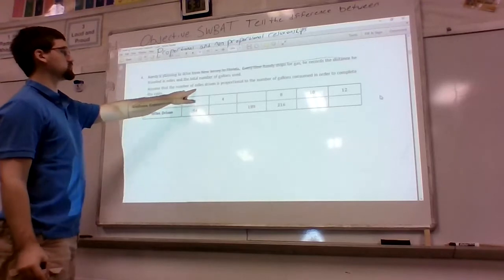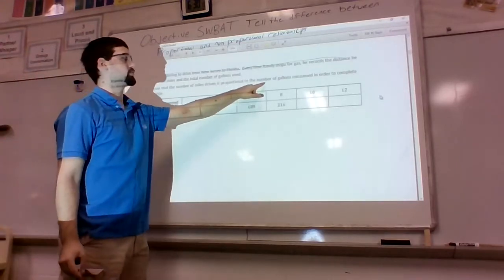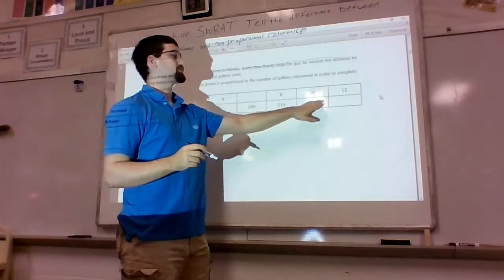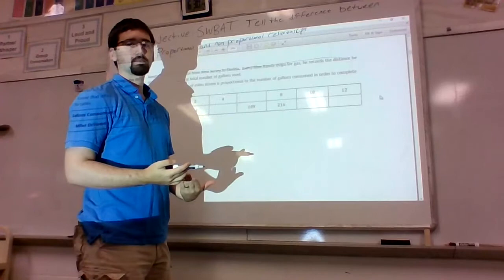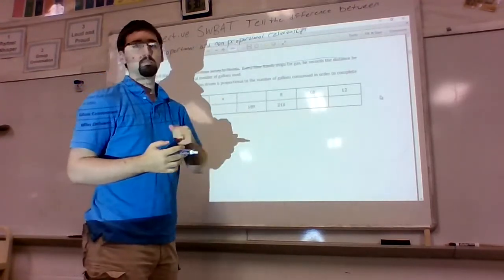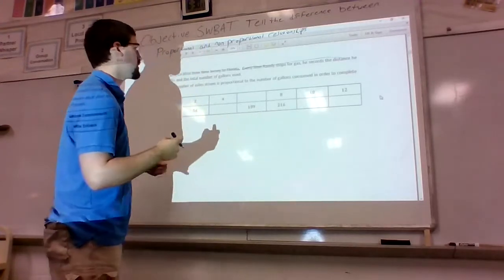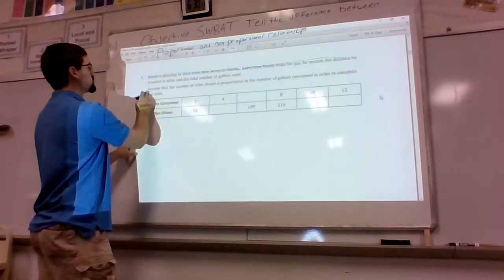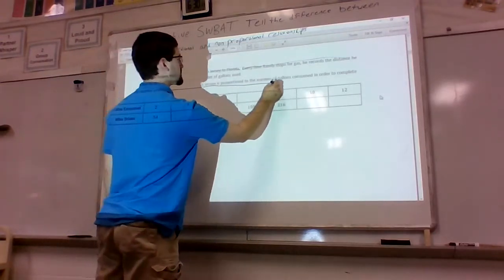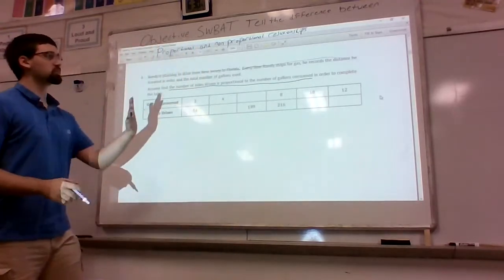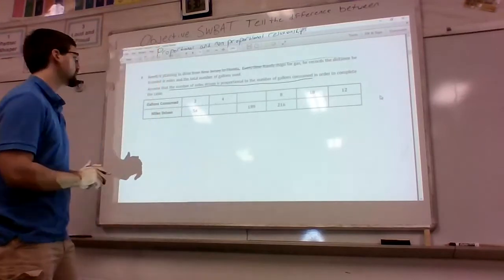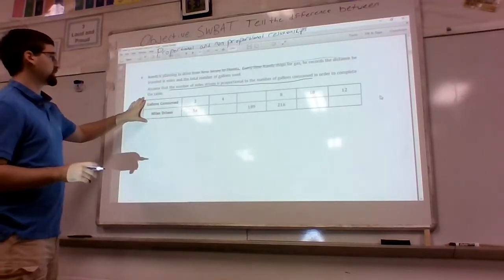Assume that the number of miles driven is proportional to the number of gallons consumed in order to complete the table. So to fill in these numbers, we have to know already, is it proportional or not? Because if it's not, then we can't predict what goes in these spaces. Because it's a proportional relationship, we can solve this. So the number of gallons he uses is going to be proportional to the distance he travels.